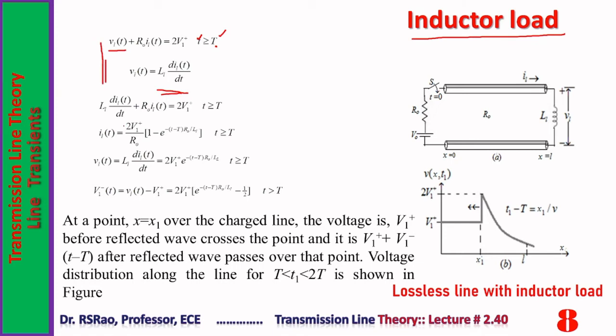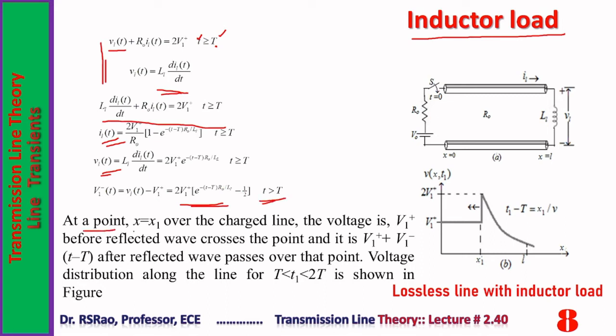Combining these two gives us a differential equation. Solving this differential equation, we get an expression for current. Once the current expression is available, voltage across the inductor can be found using V equal to L di by dt. This expression gives us V1 minus of t is equal to VL of t minus V1 plus. Ultimately, it gives us 2 V1 plus e power minus (t minus capital T) multiplied by R0 by LL, minus half.